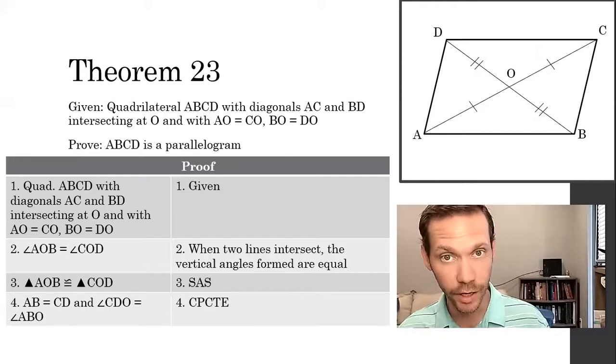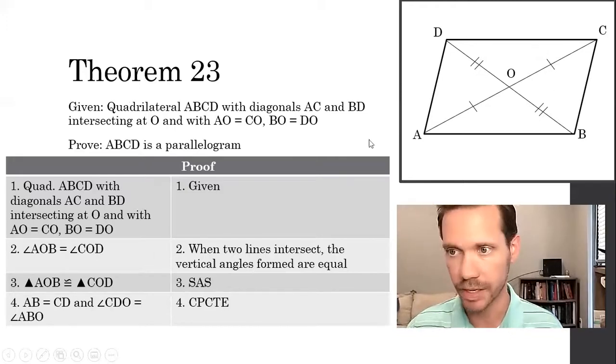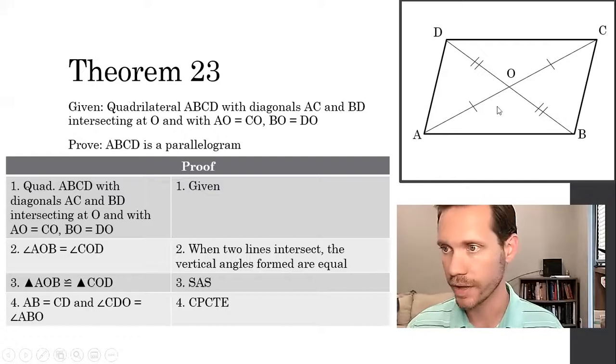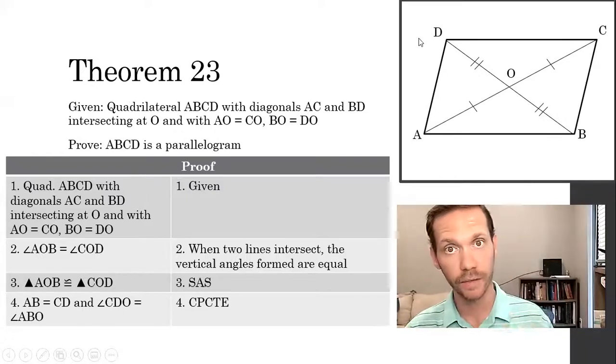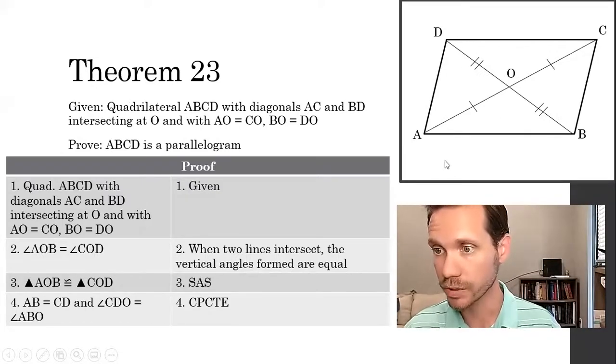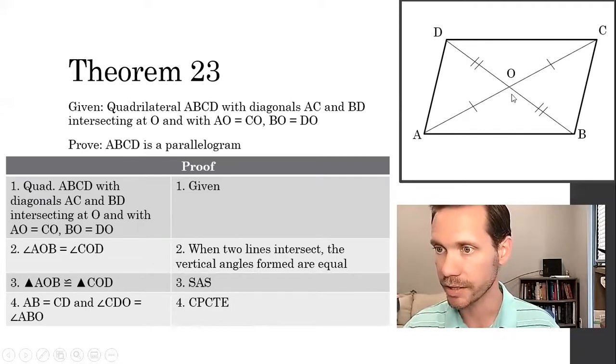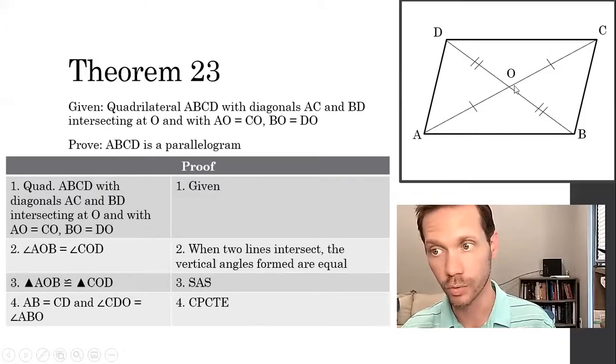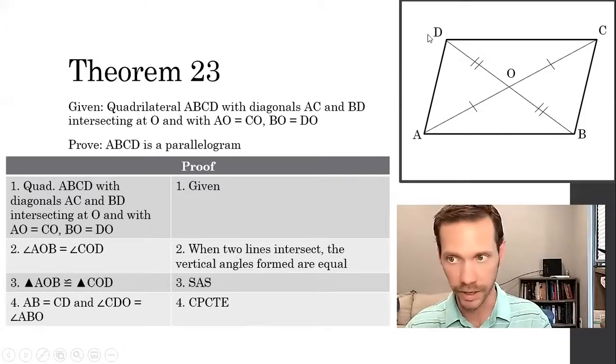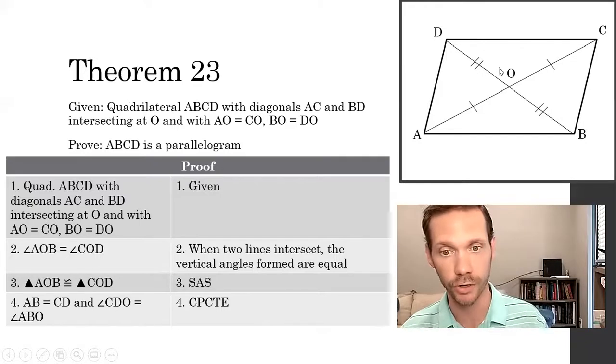Start stating our givens in our proof as always. So ABCD is in fact a quadrilateral, that we have AC and BD that are going to bisect each other at point O, such that AO is equal to OC and such that BO is equal to OD. So again, all that is both stated and drawn here in your givens.